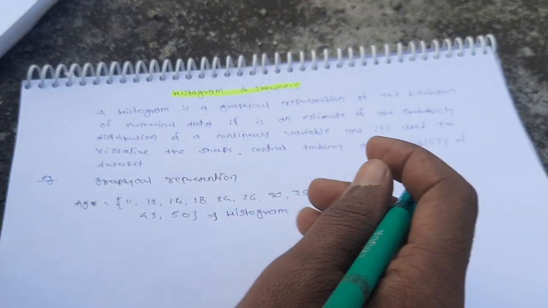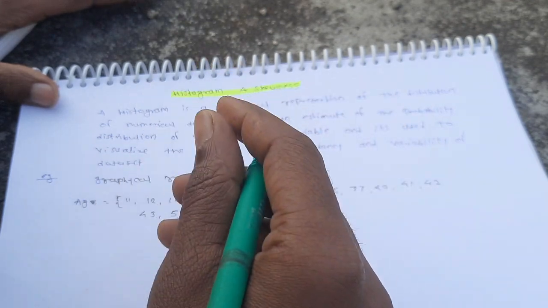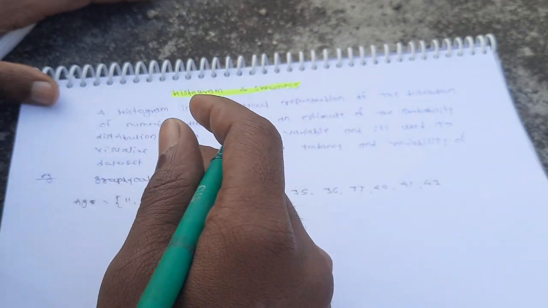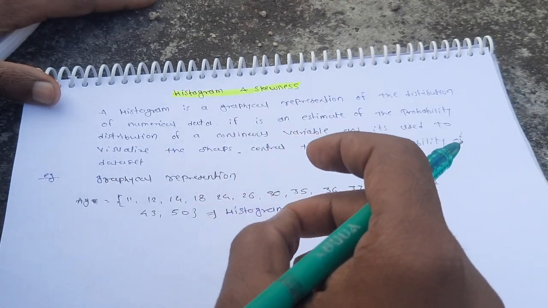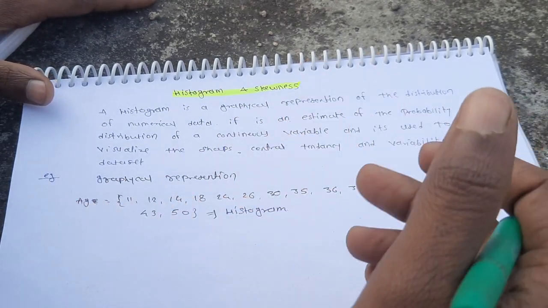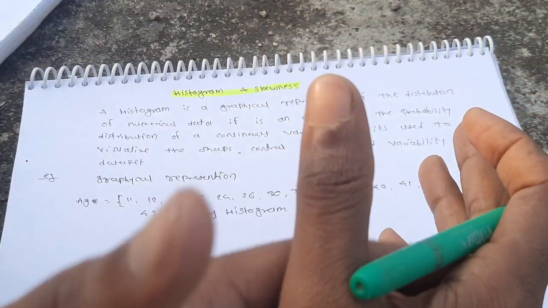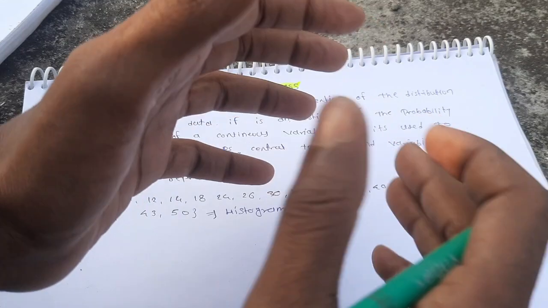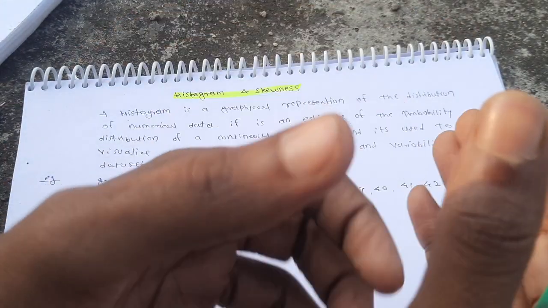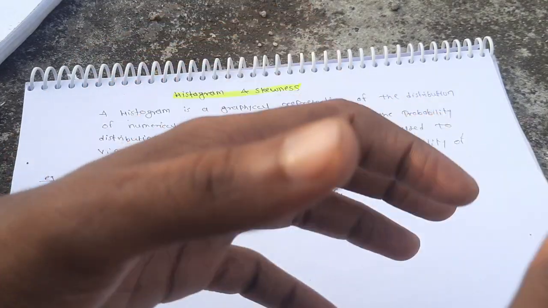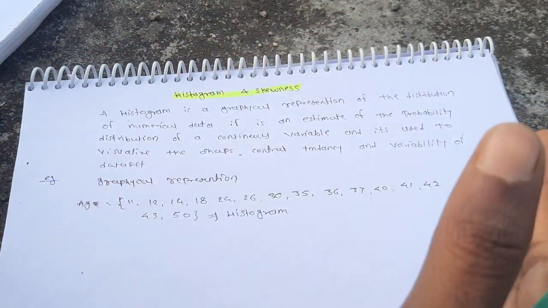Hey guys, today we are discussing the histogram and skewness. What does histogram mean? A histogram is a graph. We plot a graph for any data set we have. So how do we make a histogram, and what are the different types of skewness of a histogram? That's what we will see today.